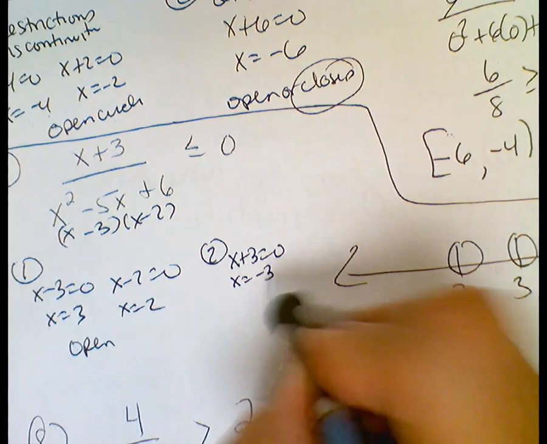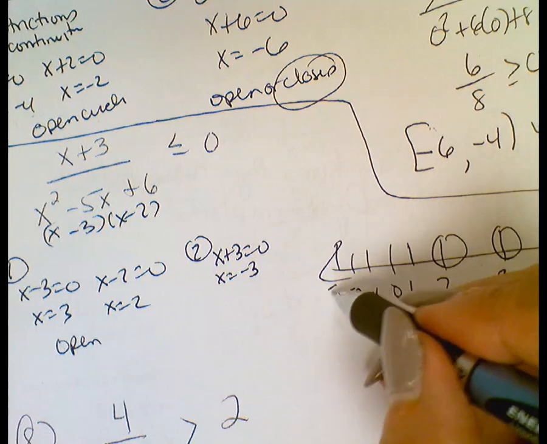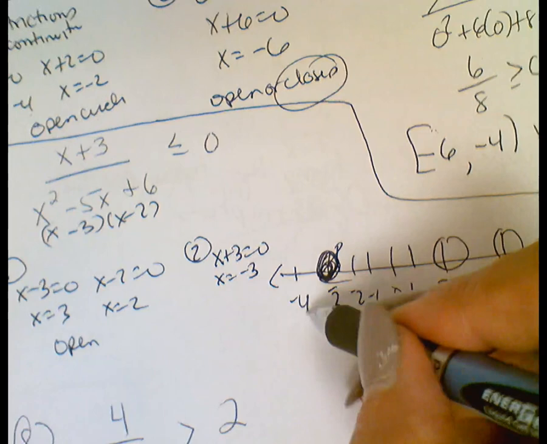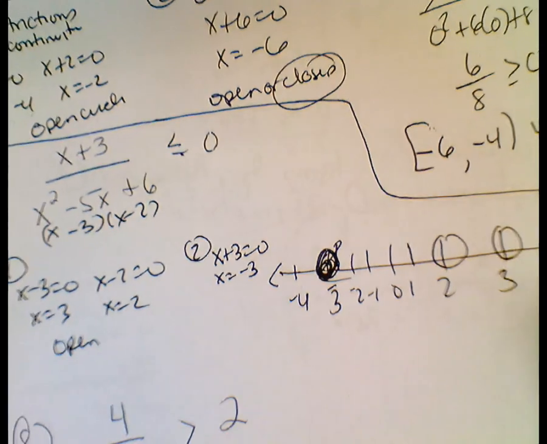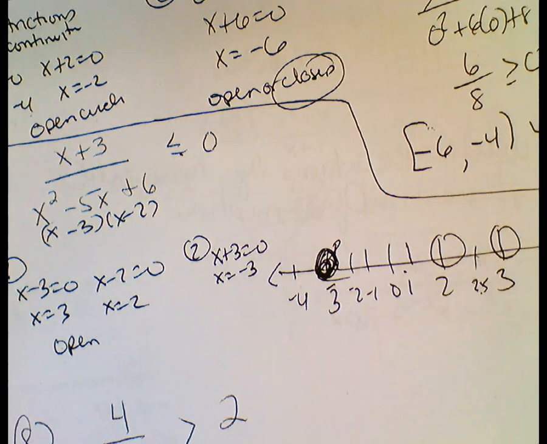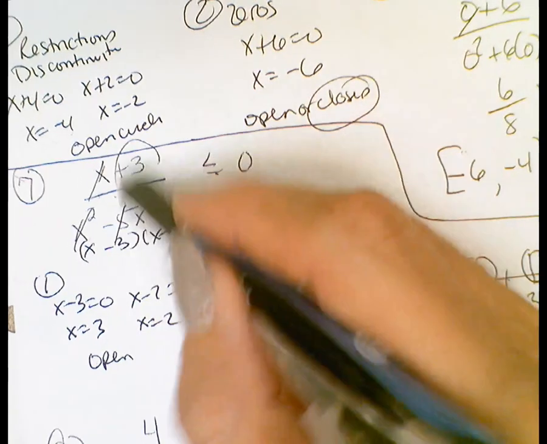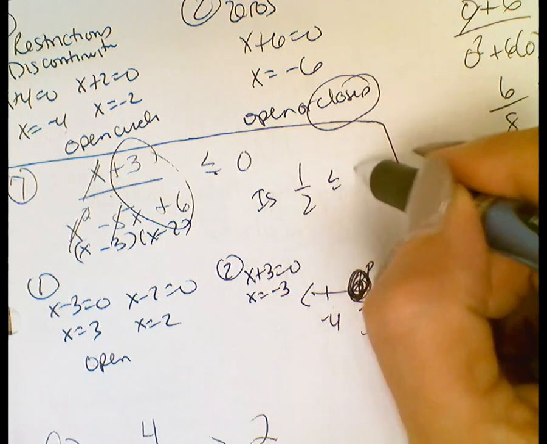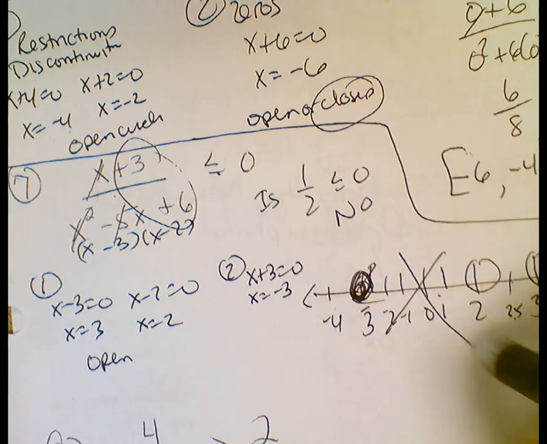X equals -3. So at -3, we're going to do a closed circle on -3 because there's an equal sign. So we have 4 sections again. So like this is 2.5. Test 0. So if you test a 0 and up here, it'd be 0, 0, 0. You end up with 3, 6. Is 1/2 less than or equal to 0? No, it is not. So this section does not work.